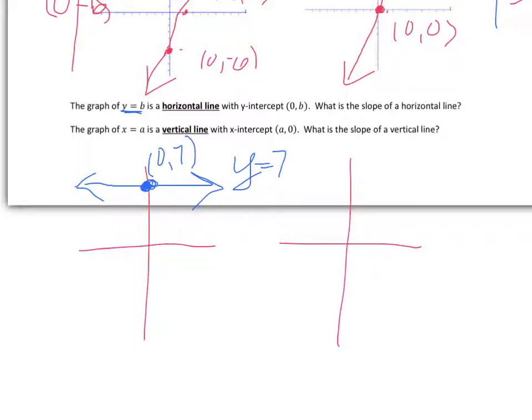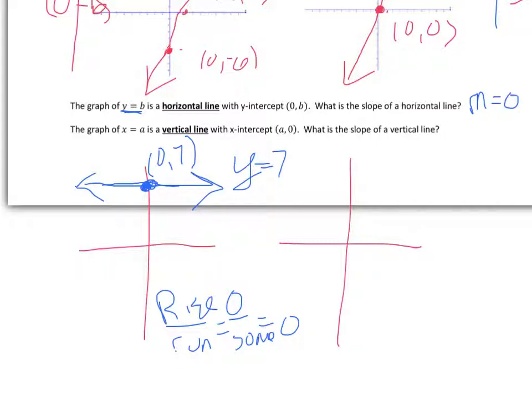Now, if we think about the slope of a horizontal line, rise over run, it's like how much do we rise as we go across this line? Well, 0. How much do we run? Some. 0 divided by any number is 0. So the slope of a horizontal line, m equals 0. That is, we have no rise, we do have run, and that's that.